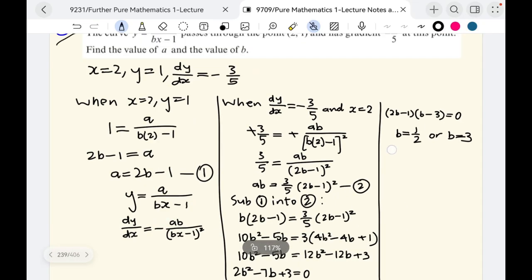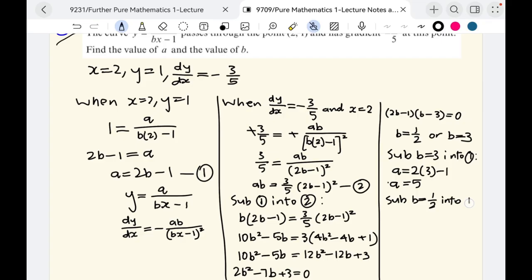And next, substitute each value of b obtained into the first equation. What will you get for a? When b equals 3, you will get 5, and for b equals half into the first equation, you will get 0.